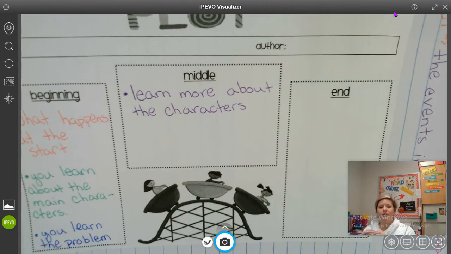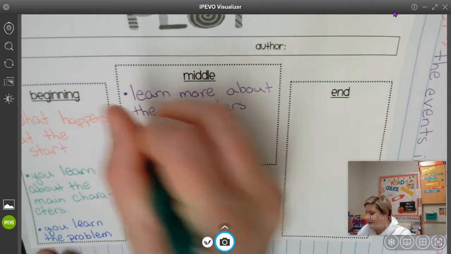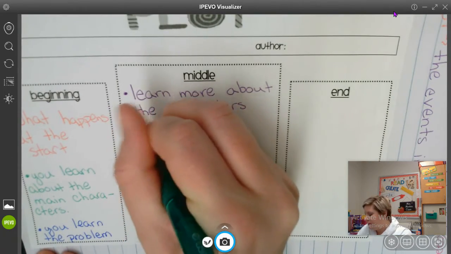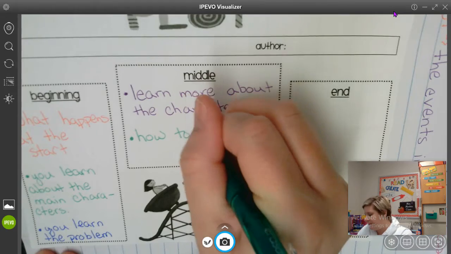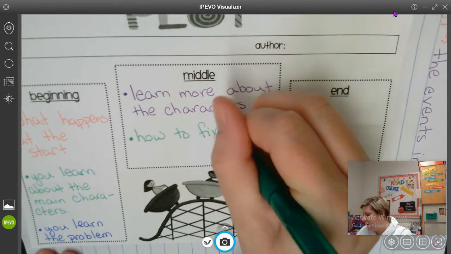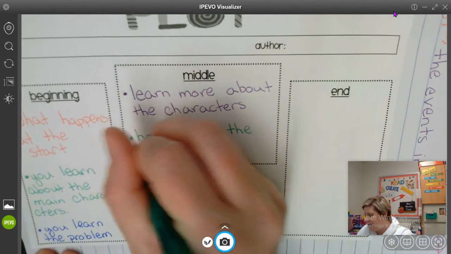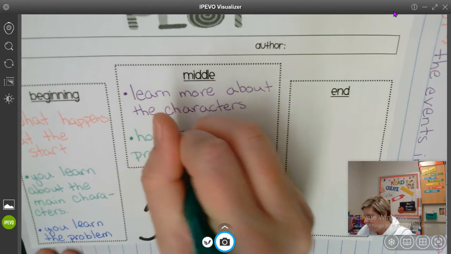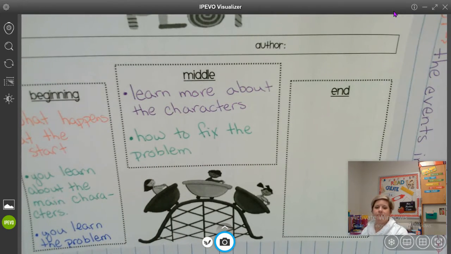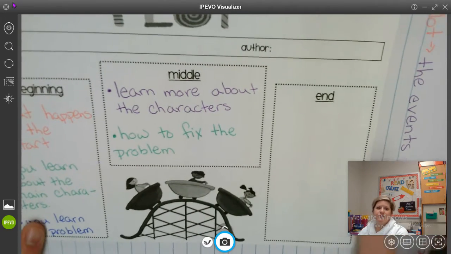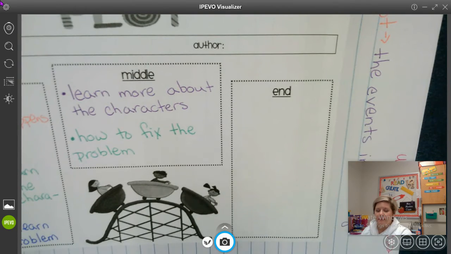This is also where you're going to start seeing how the character has to fix the problem. So in the middle, you learn how to fix the problem. How is this character going to fix the problem that's happening in the story? Are they going to defeat the bad guy? Are they going to trick the bad guy? Are they going to fight the bad guy? Are they going to learn some kind of lesson?